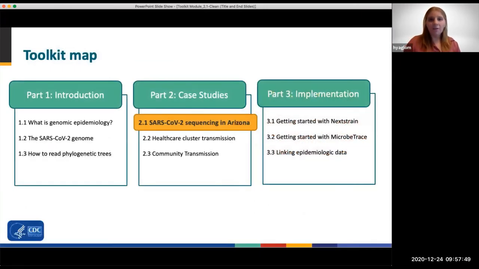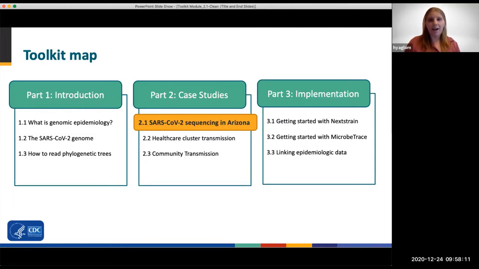This toolkit is the first of three case studies that will provide insight into how whole genome sequencing can be used as an investigative tool in outbreak settings. Be sure to check out the toolkit's other modules, which include an introduction to genomic sequencing and training materials to help you and your team start using genome sequence data to supplement your epidemiologic investigations.